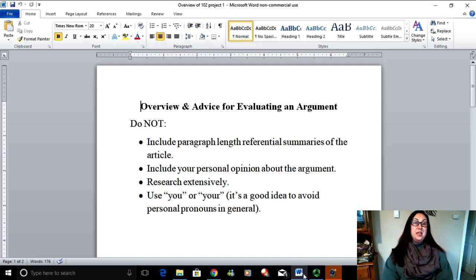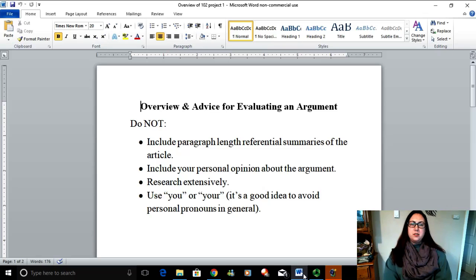Also, your personal opinion about the topic and the stance is irrelevant for this essay. So really try and keep your own bias out of it. It doesn't matter whether you agree or disagree with what the author is saying. You're trying to establish if the author is credible, if the article in general is credible, not just the author. So again, try and remove your personal opinion about the topic or the argument away from your evaluation.